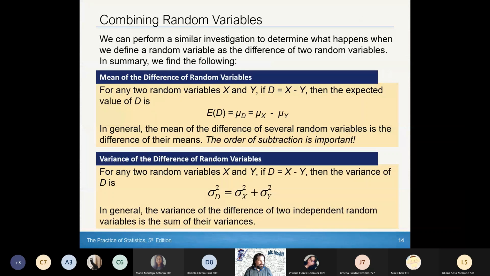Variance of the difference of random variables. This is a little not intuitive. For any two random variables X and Y, if D is defined as X minus Y, then the variance of D is the variance of X plus the variance of Y. In general, the variance of the difference of two independent random variables is the sum of their variances. So whether we're adding or subtracting random variables, variances always add. This is not a typo. Variances will always add.